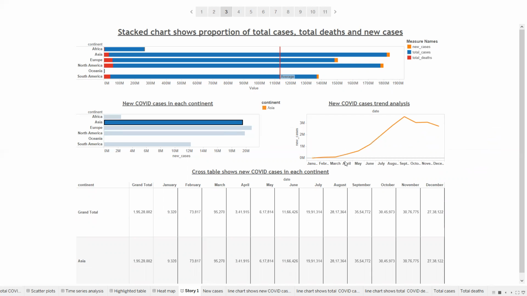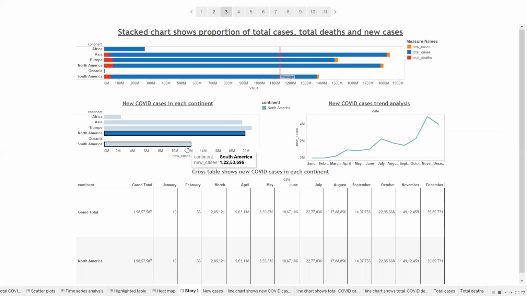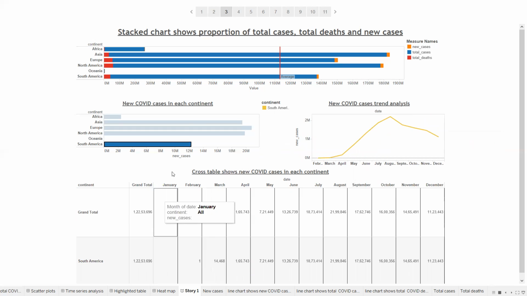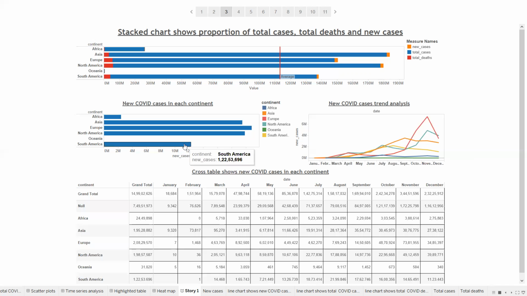Same, let's say for Asia, I think the trend starts somewhere around March, let's say April, and it followed up to September. After that, it starts declining and it keeps declining. So in a similar way, you can analyze for other continents also. And if you want to see the actual numbers, in that case, you can refer to the below cross table, right? So now let's move ahead.